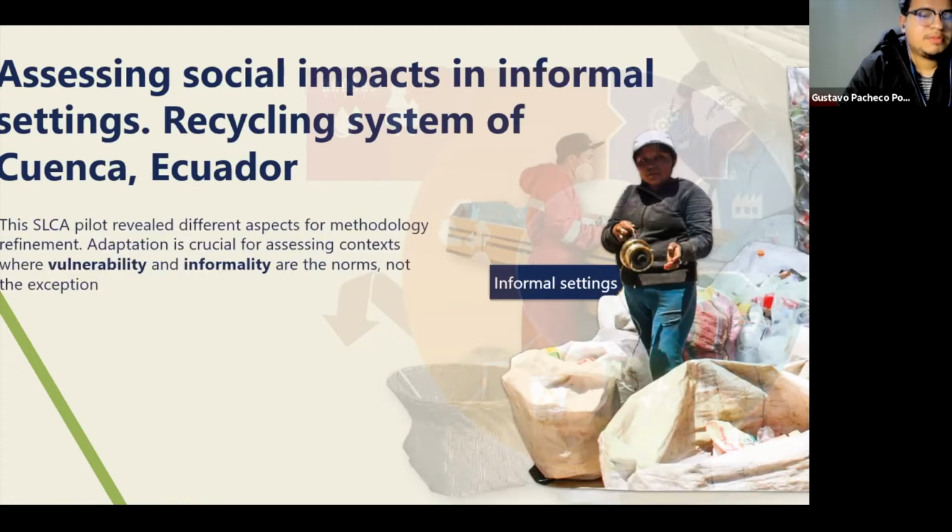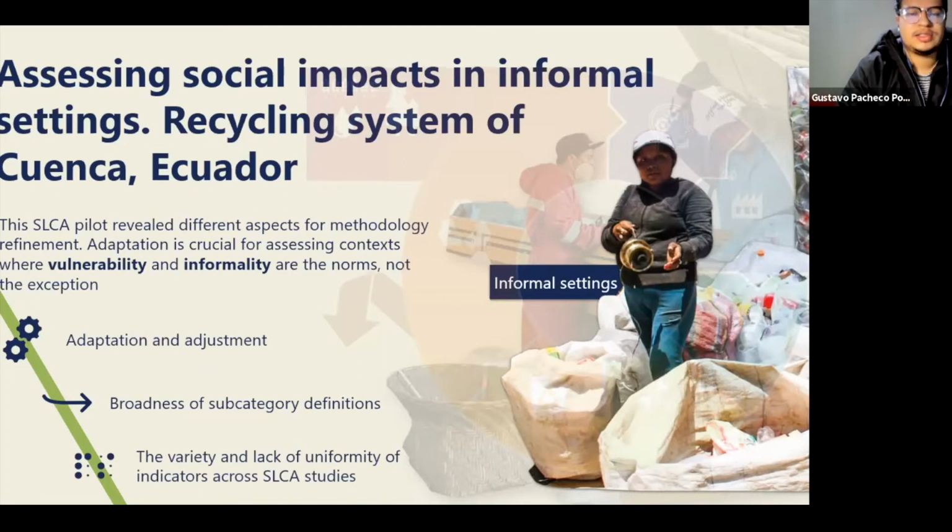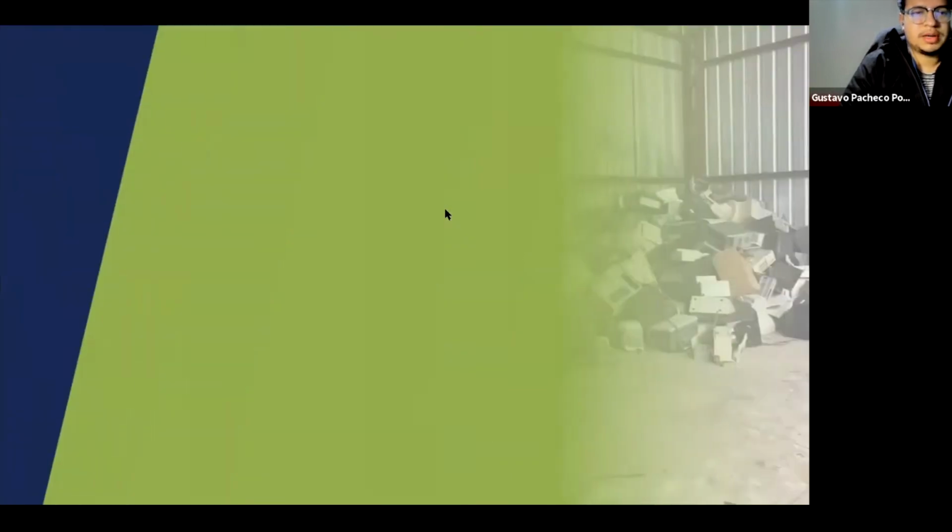Keep in mind that SLCA is under constant evolution, especially when aiming at assessing contexts where vulnerability and informality are the norm and not the exception. Different aspects, such as scope and uniformity of elements, such as inventory indicators or the broadness of subcategories, are yet to be addressed. Considering this situation is actually beneficial for further studies such as the one that we are about to present. So, what is the RESCUE project we are talking about here?